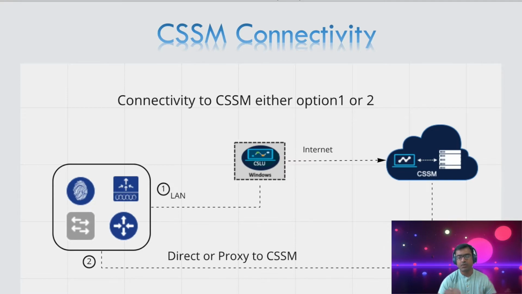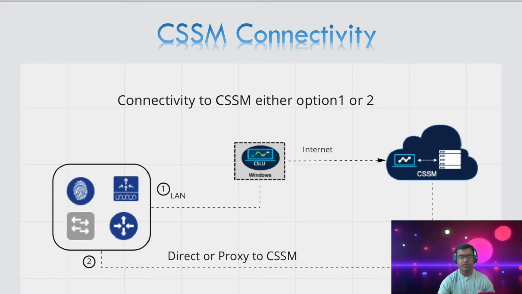Network devices want to report their license usage to CSSM. They have two options for connectivity. One, they can have an enterprise connection to the CSLU application, and the CSLU application in turn is connected to CSSM via the internet and reports the license usage.